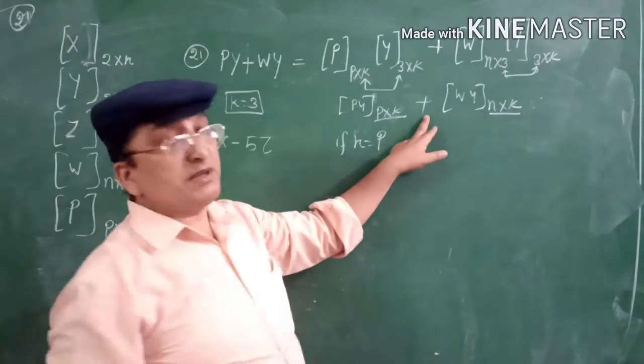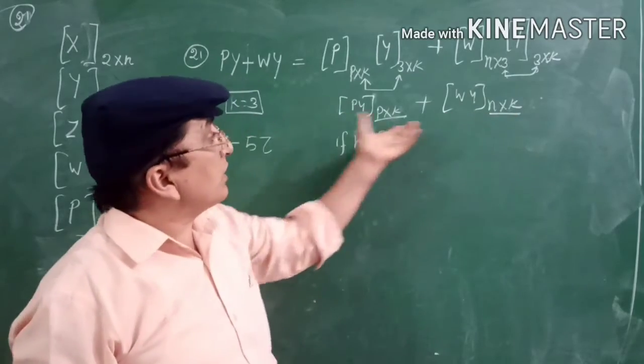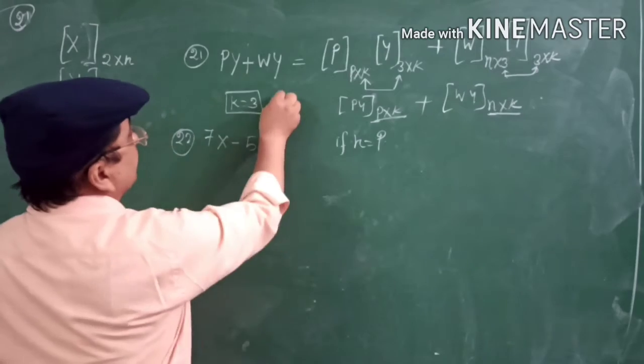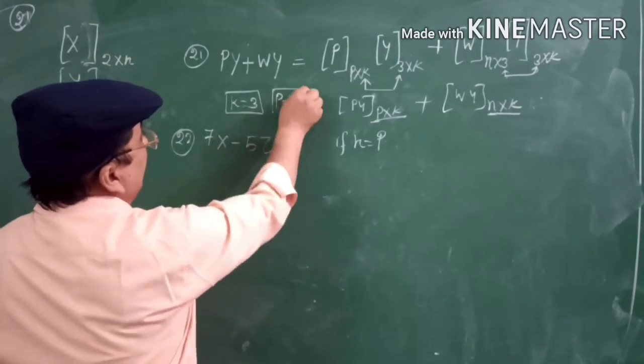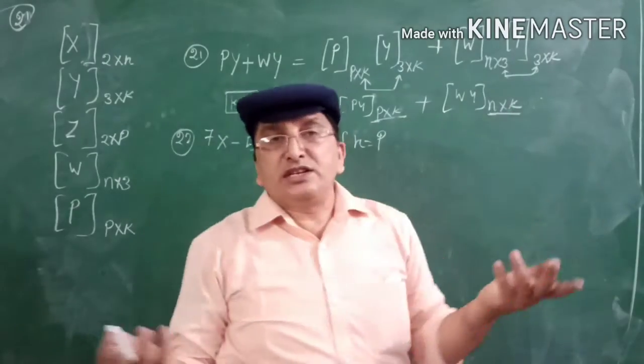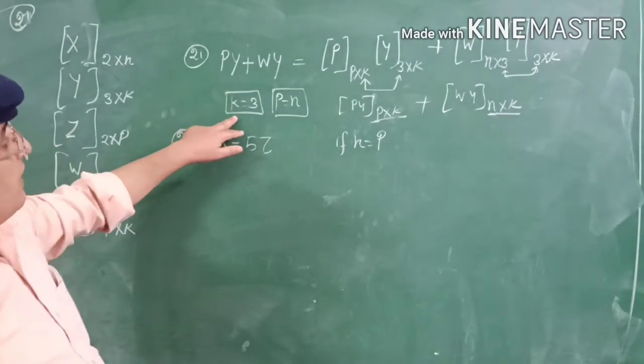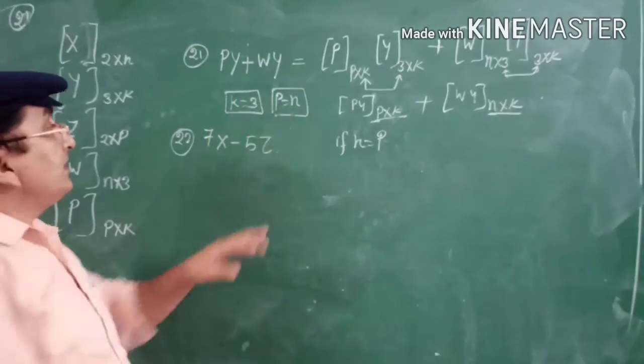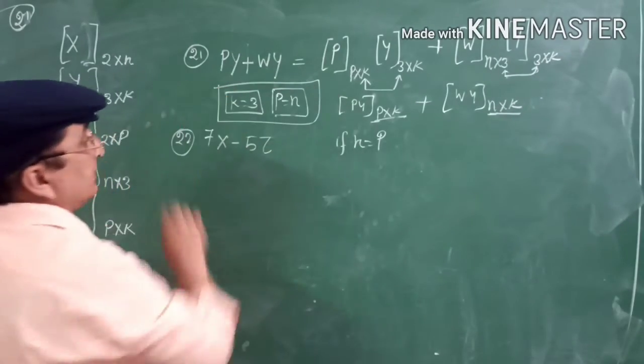And the addition of matrices is possible when the order of both matrices is the same. It means p must be equal to n and k must be equal to k. It is already true. Now see, the value is k equal to 3 and n equal to p. This is the answer of question number 21.